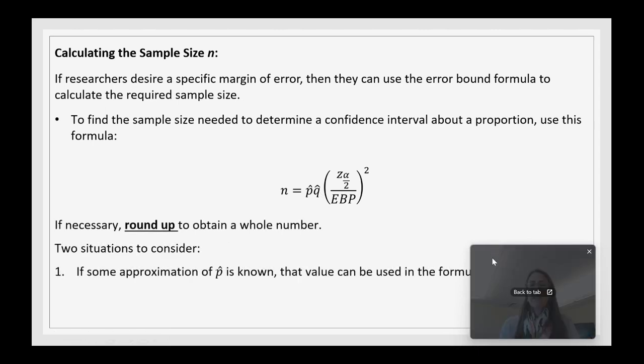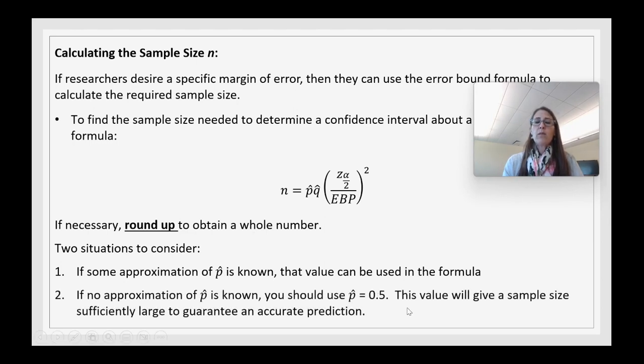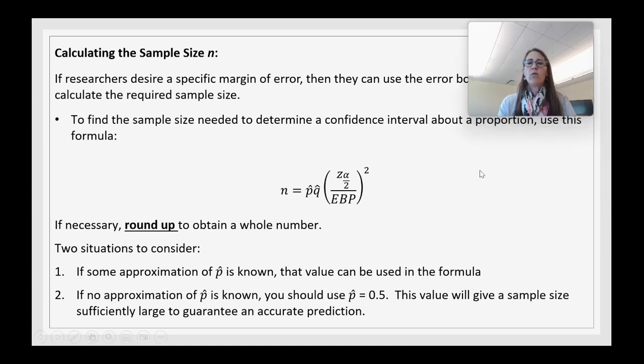Two things we need to think about. If some approximation of P hat is known, we're going to use that value in the formula. But if we don't, then we're going to use 0.5 because that value will give us a sample size sufficiently large to guarantee an accurate prediction. So if you know P hat, go ahead and use it. If you don't, use 0.5.